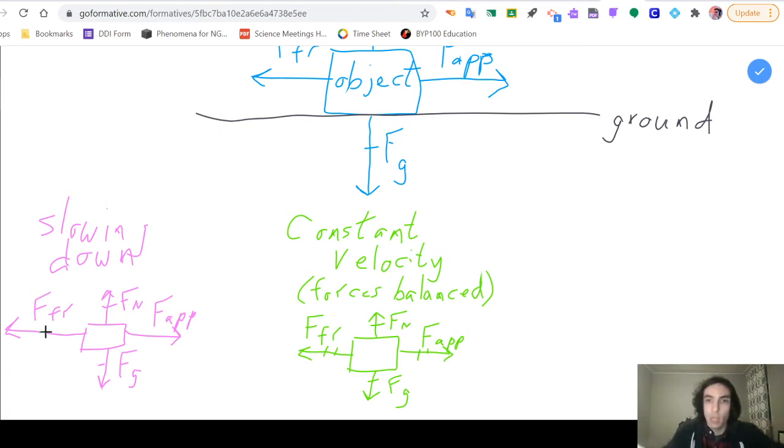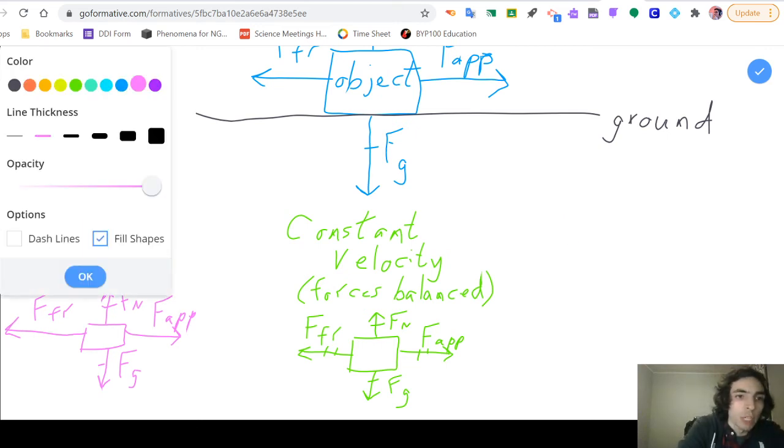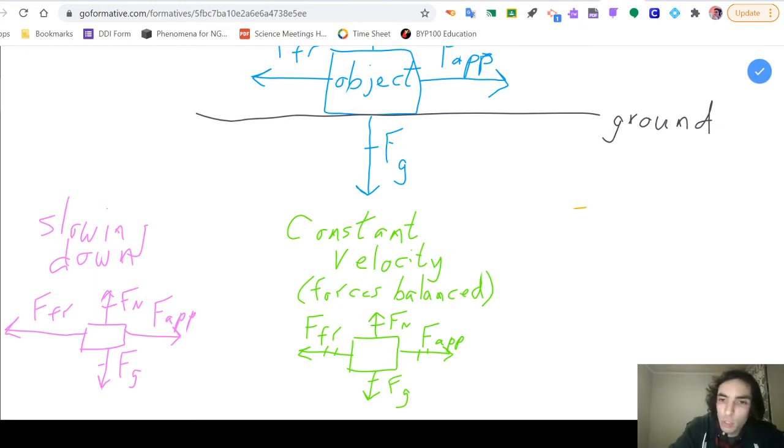And that's why it's slowing down: even though it's moving right, this leftward friction force is slowing it down. And then if this object were speeding up, let's do that in a different color, you can probably predict what that situation is going to look like.